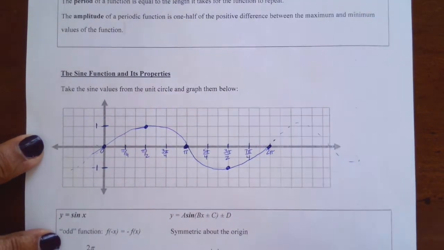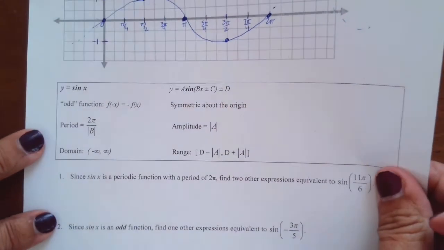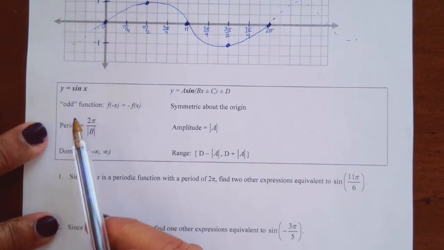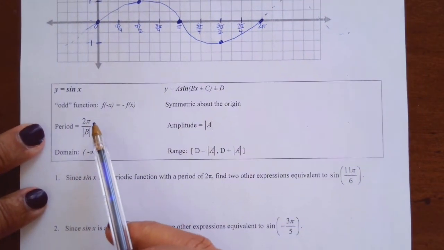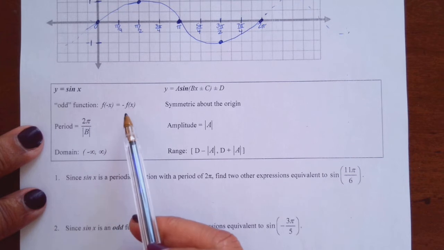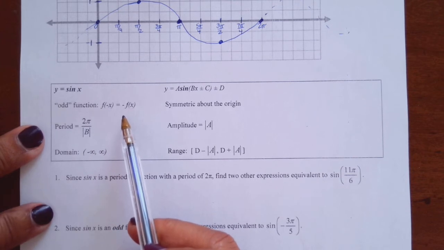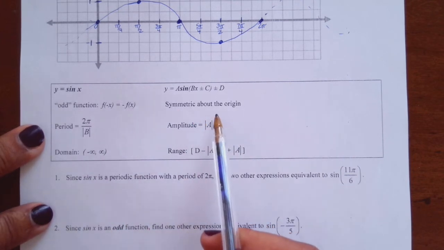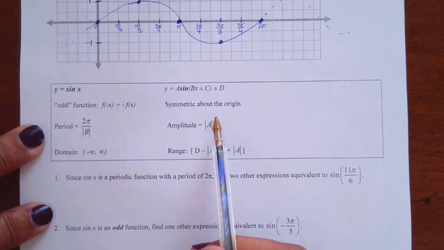All right, now underneath here is just information that you need to know about the sine curve, okay? First off, you need to know it's an odd function, which we've already talked about, which means f of -x equals -f of x. It's symmetric about the origin because it's odd. Remember, when you turn it upside down, it'll look the same.